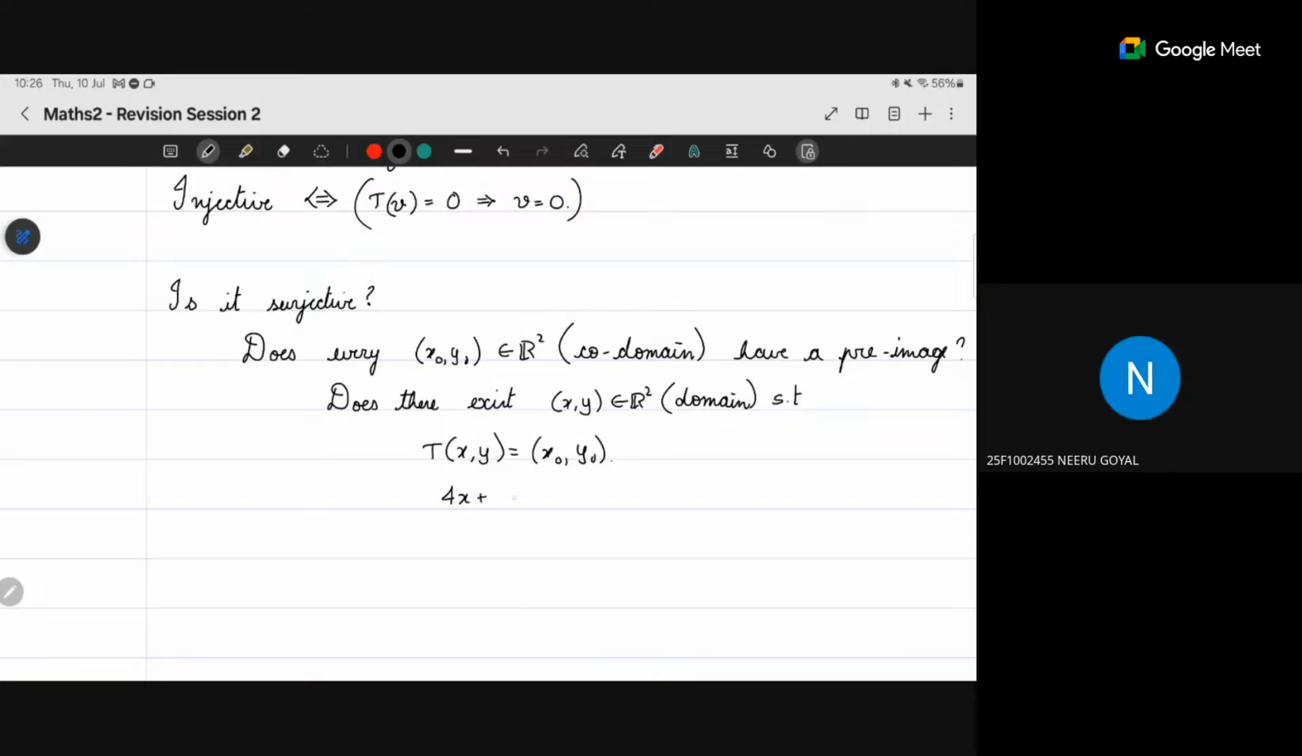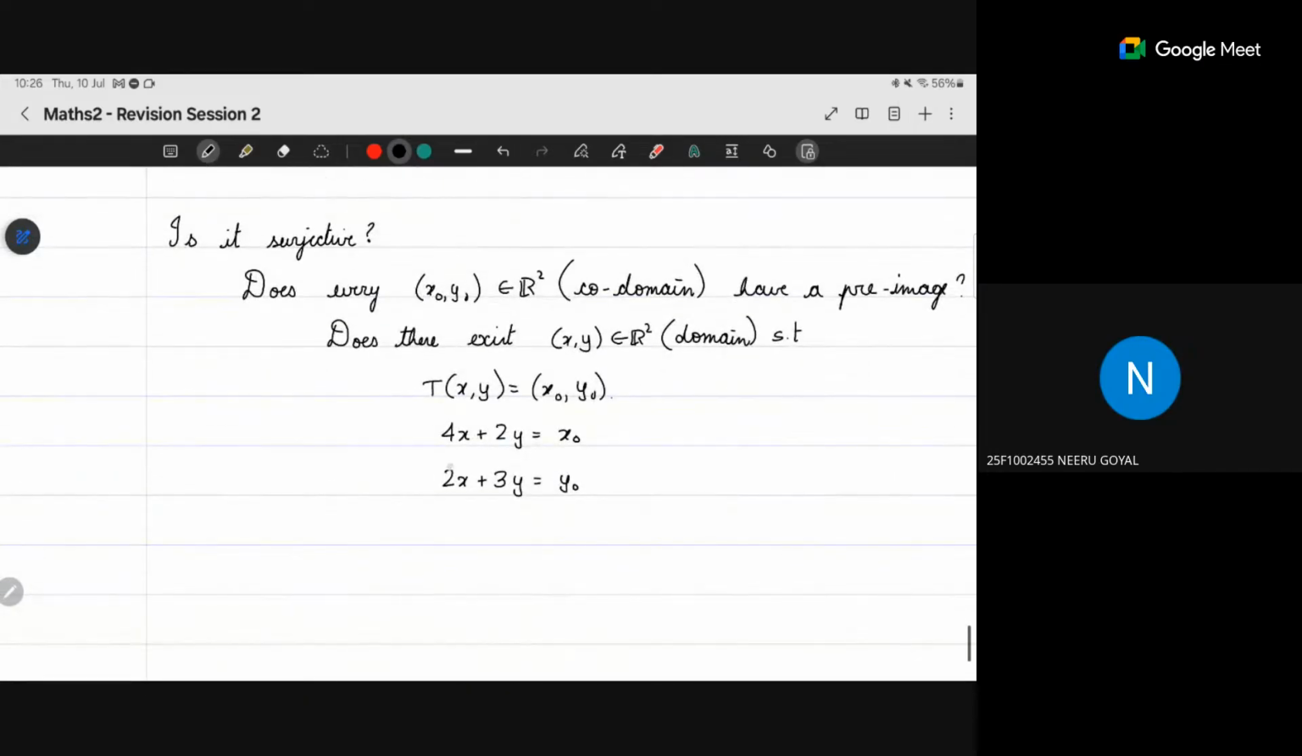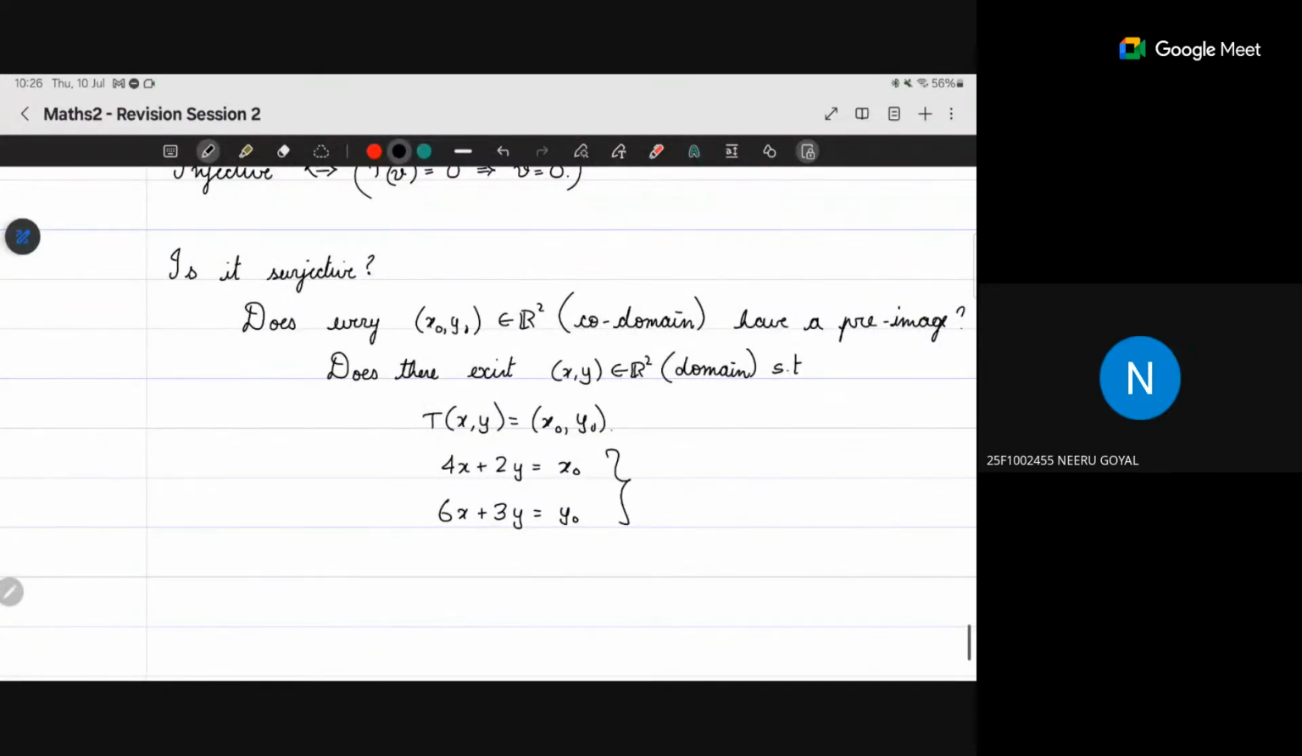If you try to solve this again, you will get 4x plus 6y is equal to x0 and 2x plus 3y is equal to y0. No, this was wrong. This was 2, this was 6. I'm just substituting what the value for t is and comparing the coordinates. Now, will this system have a solution always, irrespective of what values you have for x0 and y0? No, because it has infinitely many solutions, right? Infinitely many solutions in a homogeneous case, but this could be non-homogeneous also. x0 and y0 could be anything.